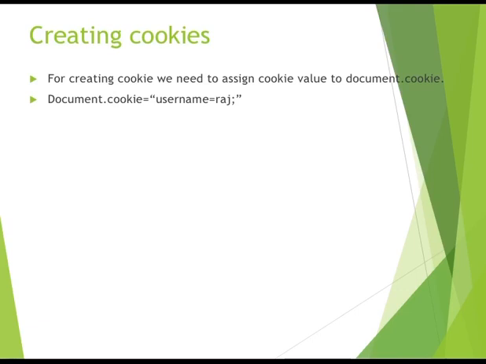So here username is the name of the cookie, the value of the cookie is Raj, and the semicolon is the delimiter of the cookie. So you have to always specify a delimiter for a cookie. Then close the double quotes. So this is how the cookie is created. Now we'll see the example of how exactly it is created.